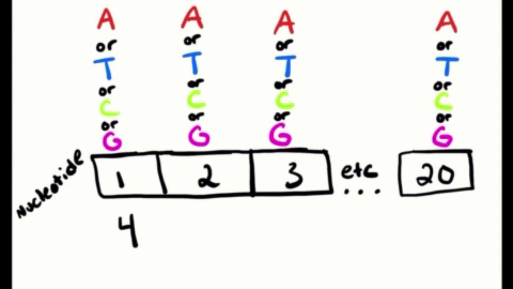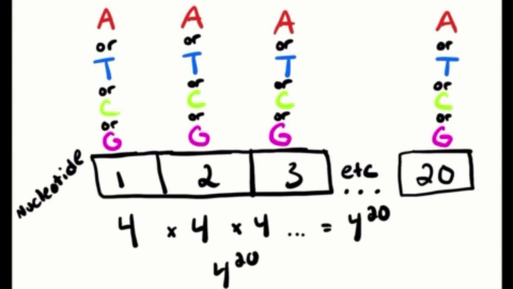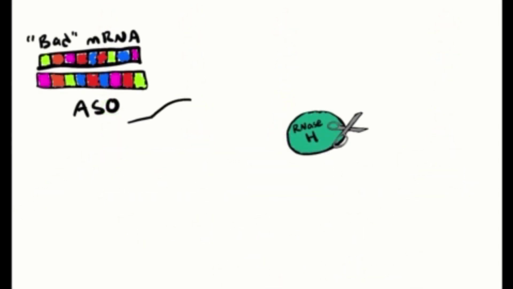With only 4 nucleotides to choose from, it might seem like an ASO would bind to both good and bad mRNAs, not just the ones that cause disease. But with a string of just 20 nucleotides, there are actually over 1 trillion possible combinations. So we can make a short string of nucleotides that is highly specific to the faulty mRNA.